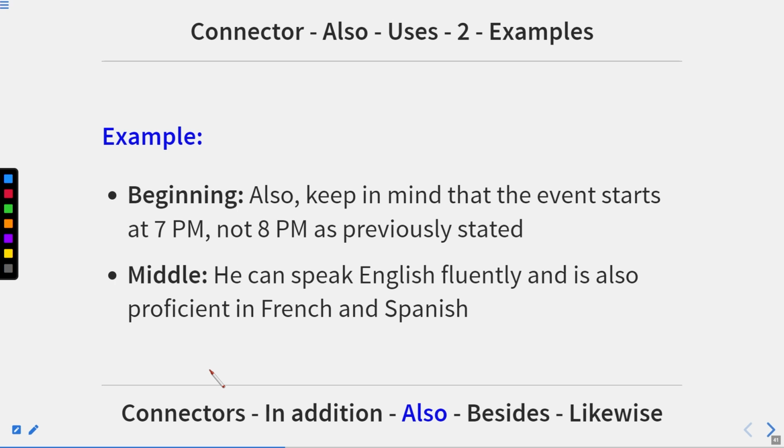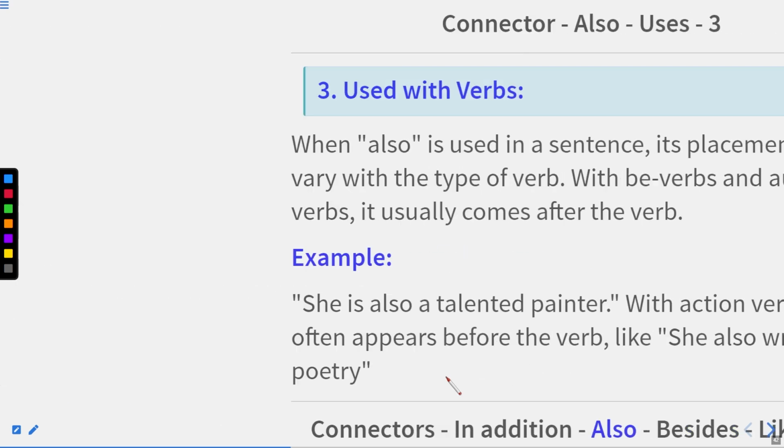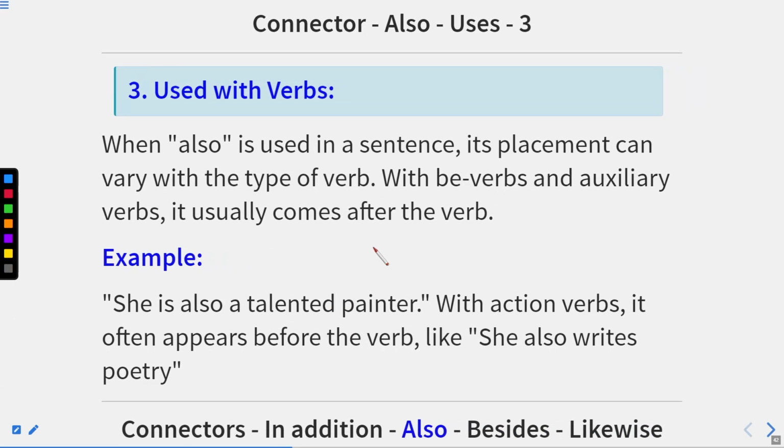Now this is just like "in addition," which we have already discussed. In the middle of the sentence: "He can speak English fluently and is also proficient in French and Spanish." So this is how we can use "also" in the beginning or in the middle of the sentence, but we should not use "also" at the end of the sentence. Though you can see many examples of it, basically grammatically it is not correct.